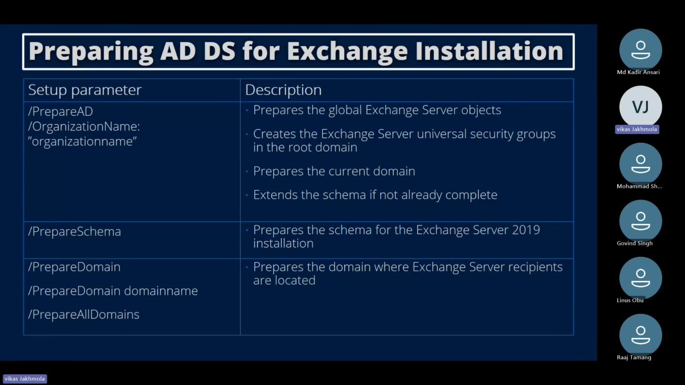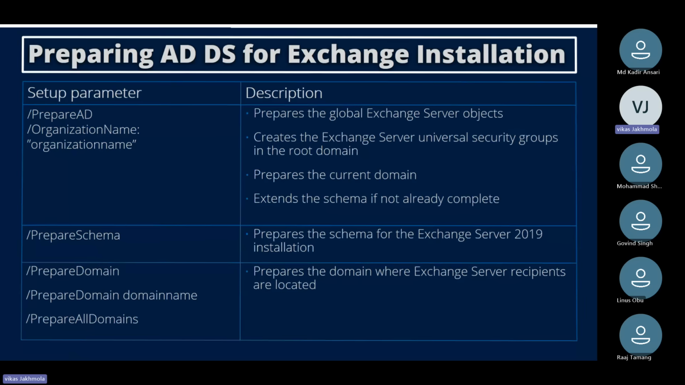I already explained that preparing the schema will extend the schema and put the Exchange attributes and classes into the Active Directory partitions. Prepare AD will prepare the universal security group in the root domain, because if you go to Active Directory without Exchange, there will be a list of users and groups, but not the Exchange Server security groups. Once we prepare the AD, the Exchange Server universal security group is added there. When we prepare the domain, it prepares all the subdomains for Exchange recipients with the prepare domain command. We will run these commands.